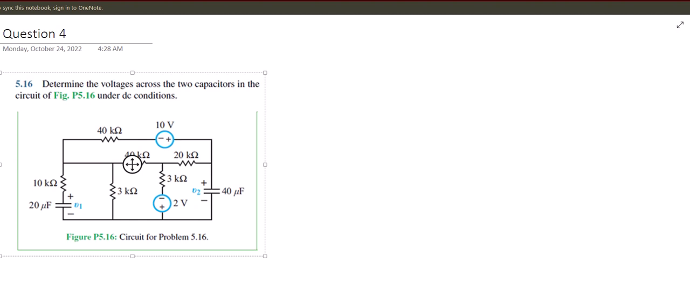Okay, so determine the voltages across the two capacitors in the circuit under DC conditions. And it looks like I have a lot of work on my page and a lot of work scribbled out. So, yeah, we'll see. Okay.